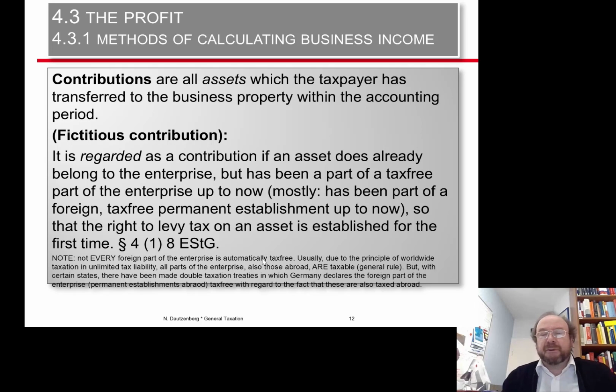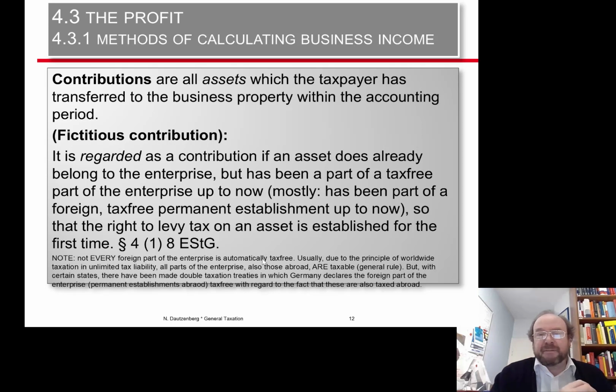Yeah, contributions are all assets which the taxpayer has transferred to the business property, or in case of that fictitious contribution situation, contributions are everything which you put into the business from outside, so which was not generated inside the business as what led to an increase of property.